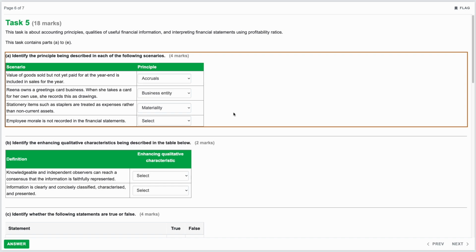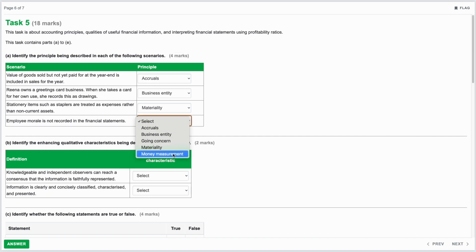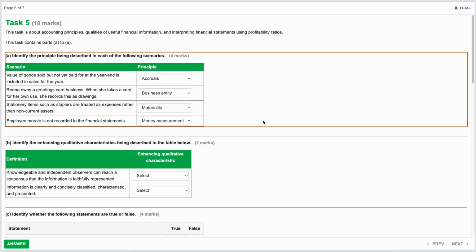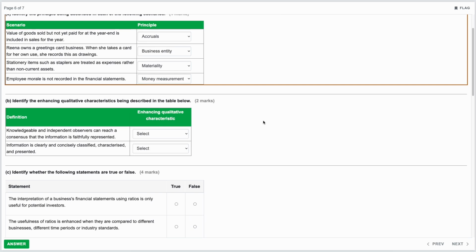And then the last one, employee morale is not recorded in the financial statements. So this would then relate to the money measurement concept or principle, which basically means that the transactions that go within the financial accounts need to have some sort of monetary value. And obviously employee morale, although great for the business, you can't put a value or a financial value on that. So that would be the money measurement principle. Okay, scrolling down to part B then. Identify the enhancing qualitative characteristics being described in the table below.